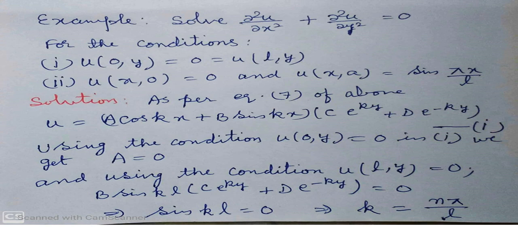So the quantities in brackets are exponential functions, they cannot be 0. So we have either b equal to 0 or sin kl equal to 0. Again, b cannot be 0 because in that case equation 1 will give a 0 function because a is already 0. So the final choice which we have is sin kl equal to 0. This gives k equal to n pi upon l.